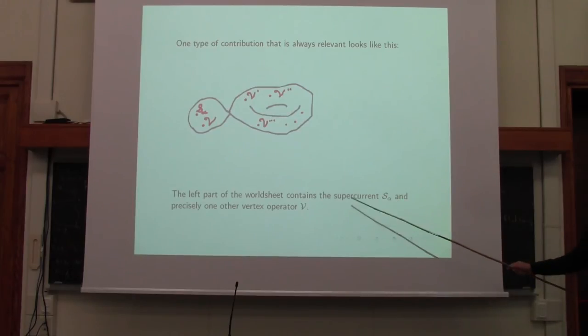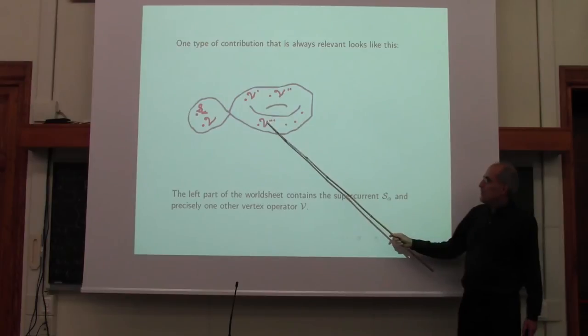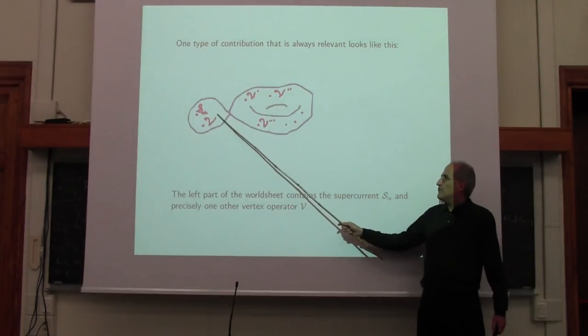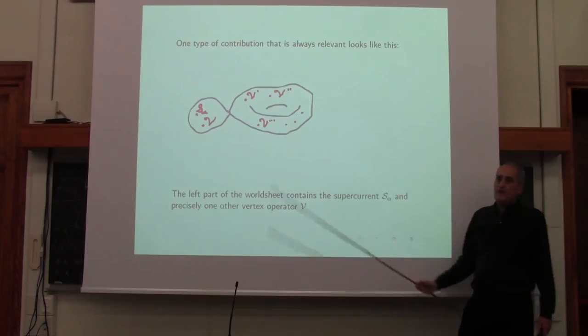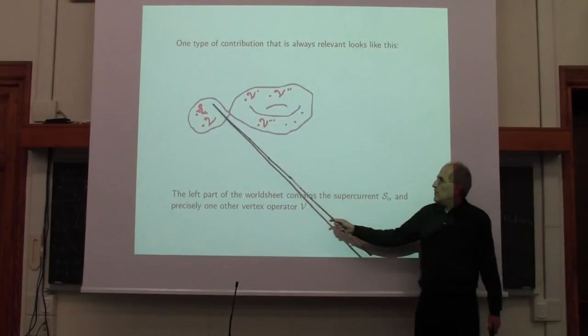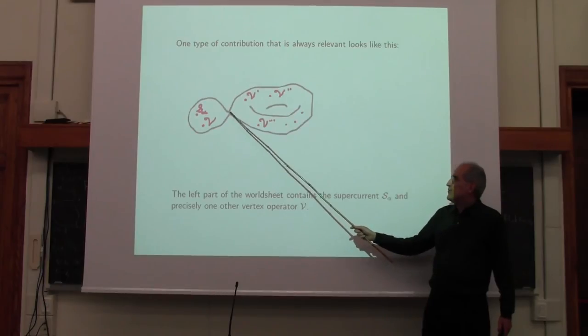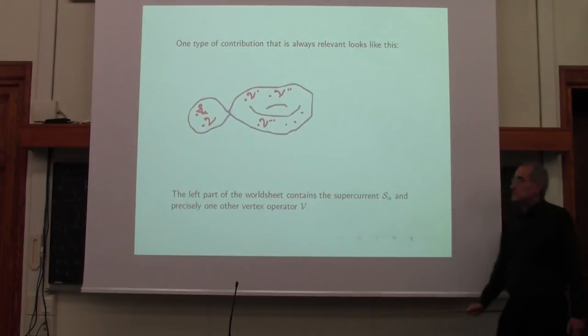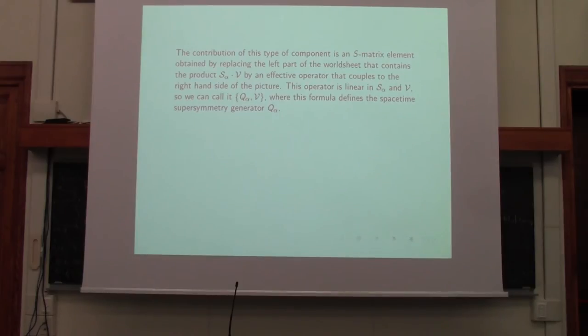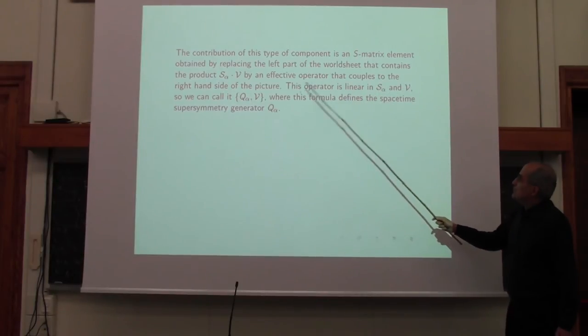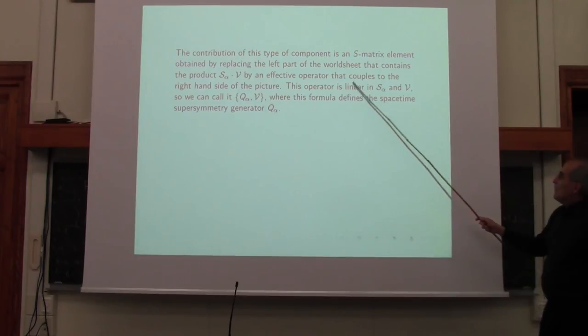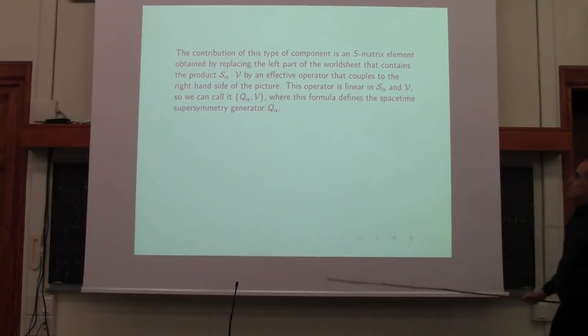So the left part of the worldsheet contains the supercurrent and just one other vertex operator. Now when you do the path integral, if you're living on this side, whatever is on the left looks to you like a local operator passing through the middle. In other words, you only care about what's on the left through some effective operator insertion that it produces here. So to evaluate the contribution of this component, you simply replace the left part of the worldsheet that contains two operators by an effective operator that corresponds to the right-hand side of the picture.